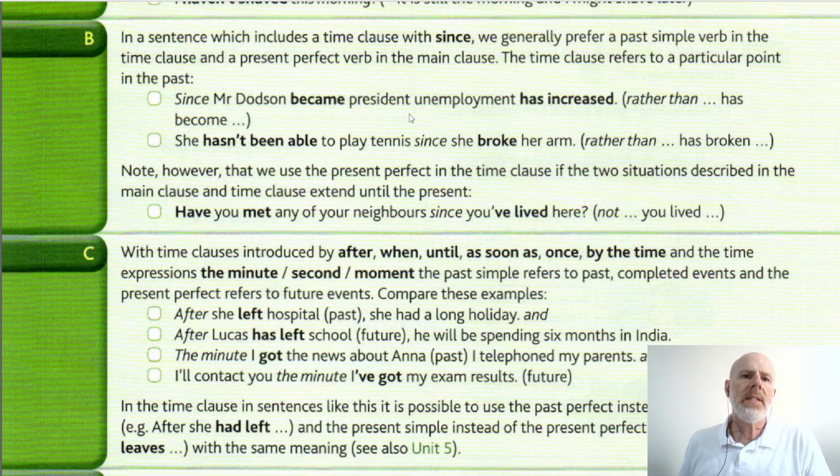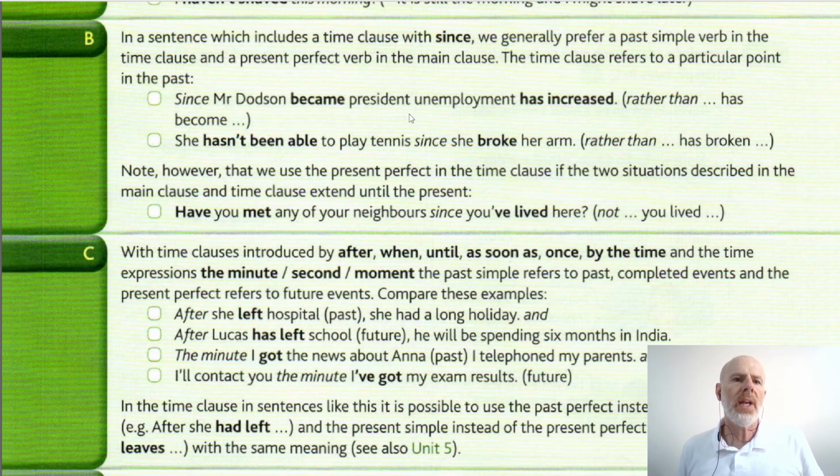She hasn't been able to play tennis since she broke her arm. It's not possible to play here. But why? Because she broke her arm at that time, rather than she has broken. You can say, she has broken her arm. Oh, poor her. She has broken and it's still broken, okay? Or fixing.